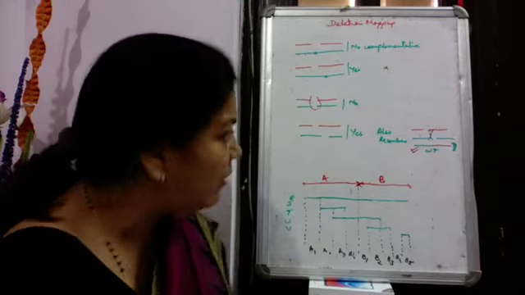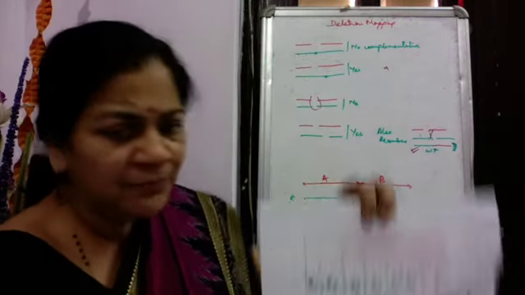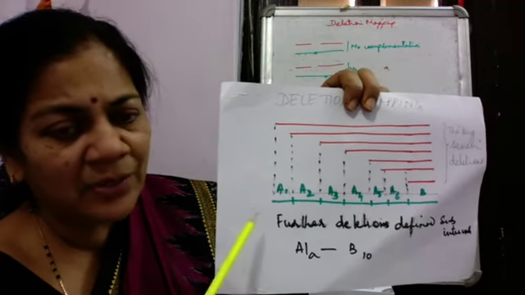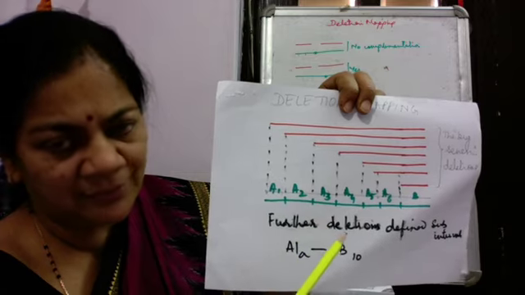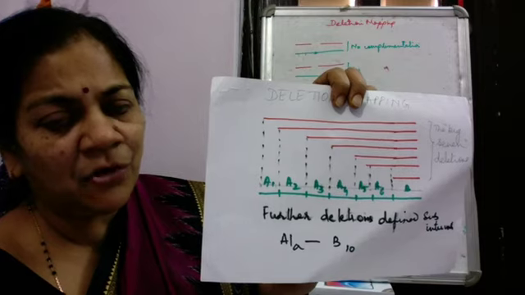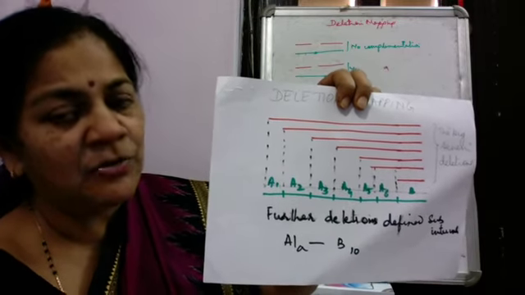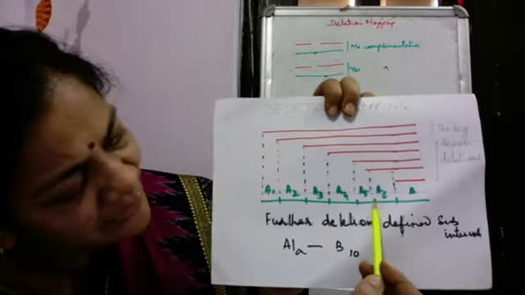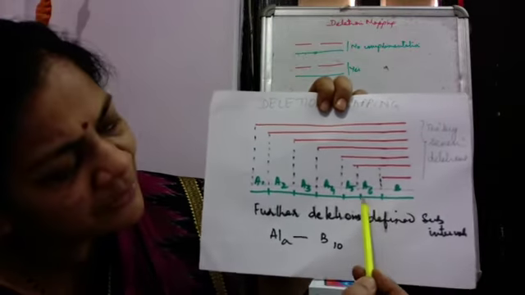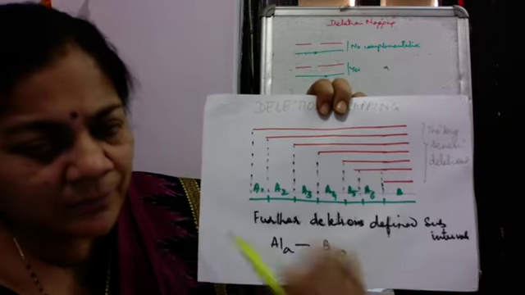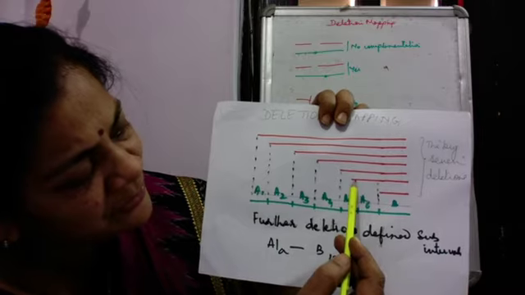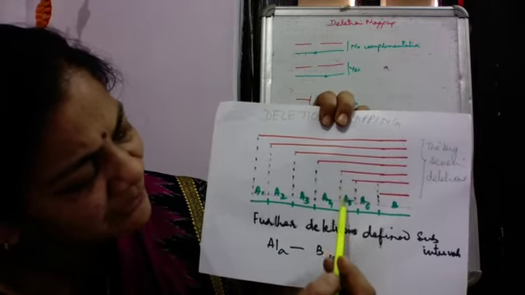Now, how do you map using deletions? Suppose there's a mutation which does not complement with A1, A2, A3, A4, A5, okay, till A5 it does not complement, but it complements with A6 and B. What it means is the mutation is falling somewhere in the region from A5 to A6, because if the mutation was here, it would have complemented with A5.